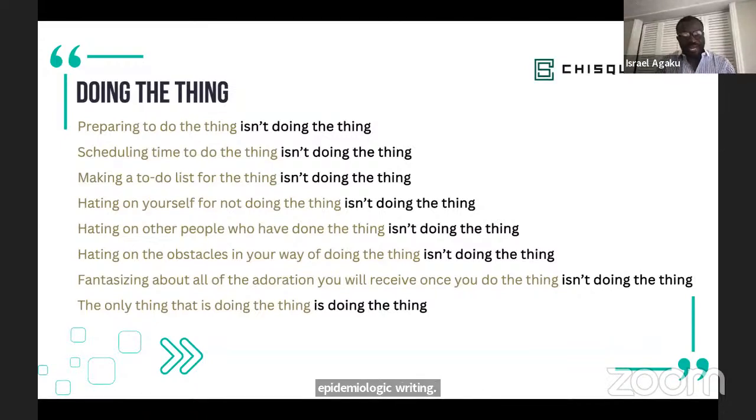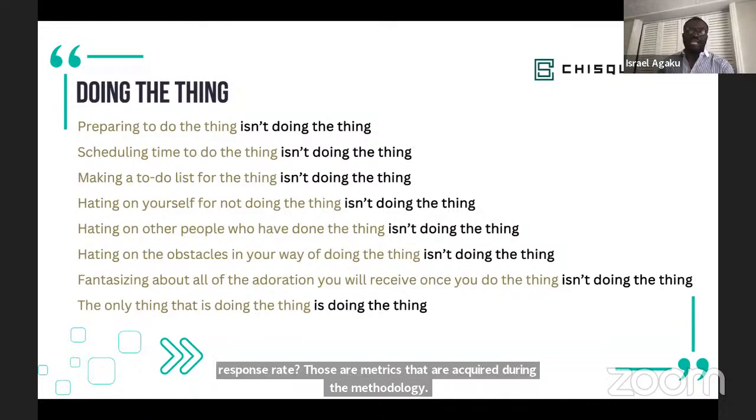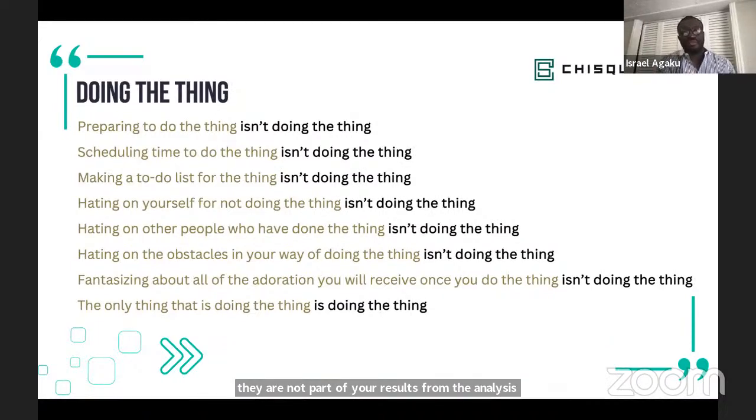Where do we come across the N, the sample size or the response rate? Those are metrics that are acquired during the methodology. They're not part of your results from the analysis. They're things you get from the field. So anything that is gotten from the field stays in the methodology. Everything that we get from your analysis stays in the results. That's the philosophical basis for it. We don't get the response rate or the sample size from your analysis. Those things are acquired from the field, and hence they're reported in the methodology section.